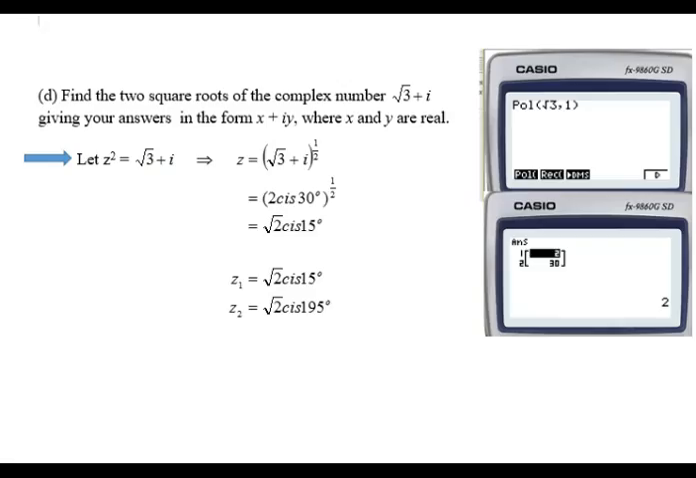The key to question D is realising what the question's actually asking. What it says in the text there, find the 2 square roots of the complex number square root 3 plus i, is really saying solve z squared equals square root 3 plus i. And so we're going to use De Moivre's theorem. This first part of the question, square root 2 cis 15, is an achievement level question. And to get the merit level for this question, we want 2 solutions. 360 divided by 2 is 180. So the 2 solutions are 180 degrees apart: cis 15 and cis 195.